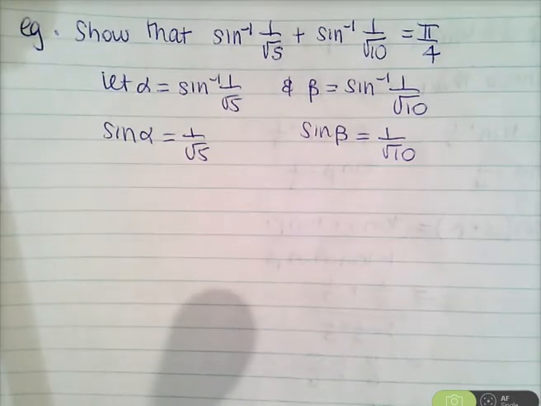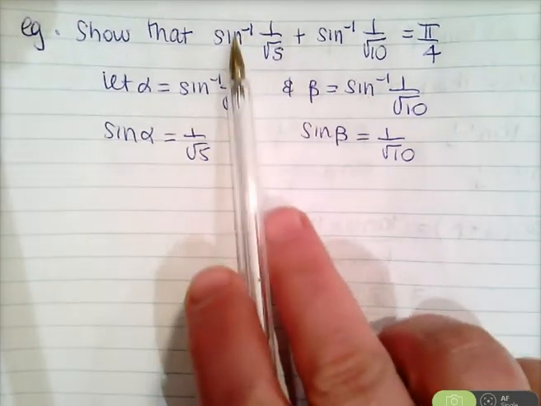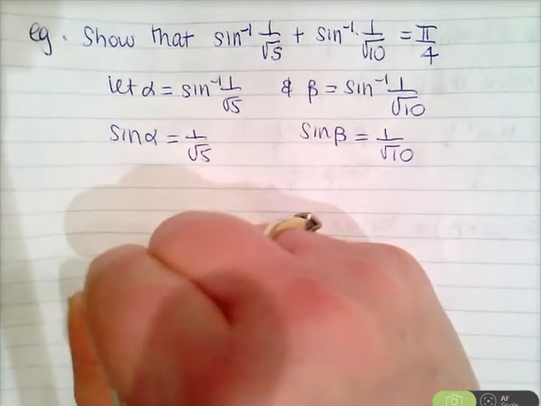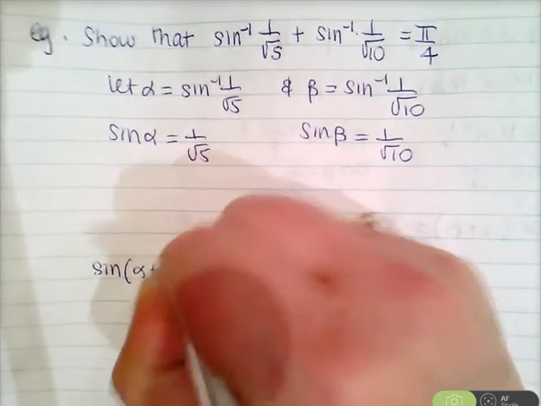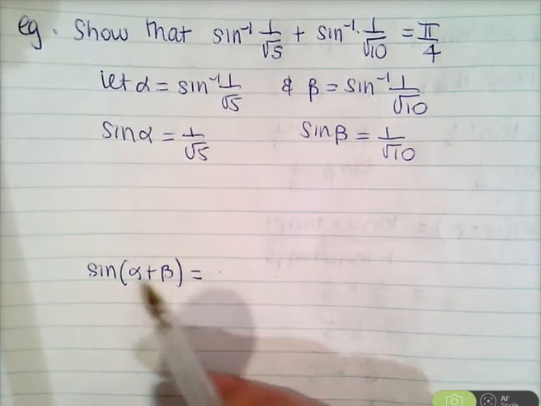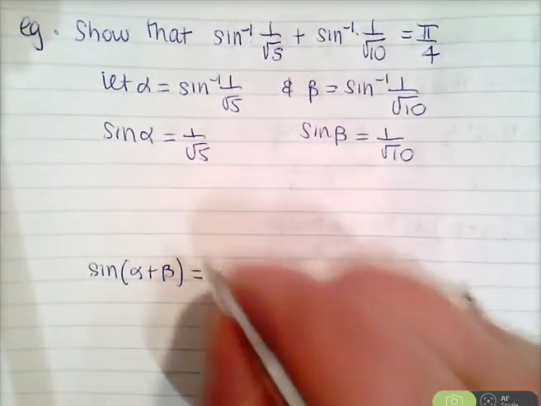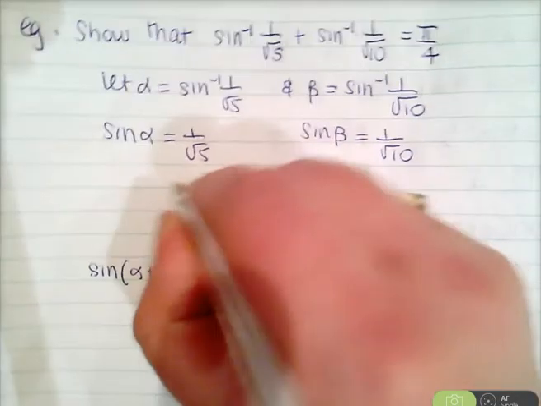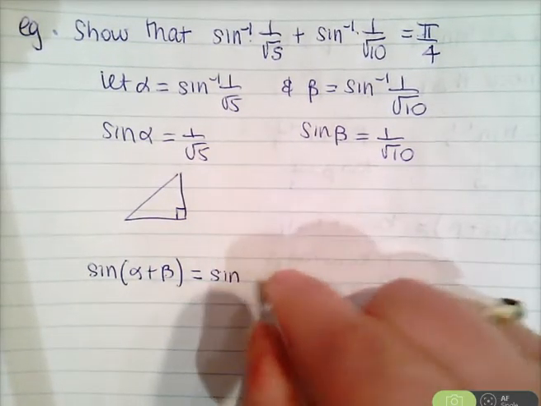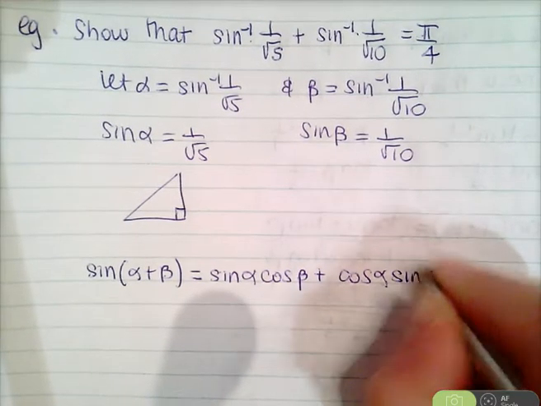So basically, if we've let alpha equal that and beta equal that, we're trying to find alpha plus beta. So I'm going to need to find the sine of alpha plus beta, and I'm going to get a result for that. Once I've found that result, I'm going to be able to work out what alpha plus beta is, which is what that's really asking me to do. We know that sine of alpha plus beta is sine alpha cos beta plus cos alpha sine beta.